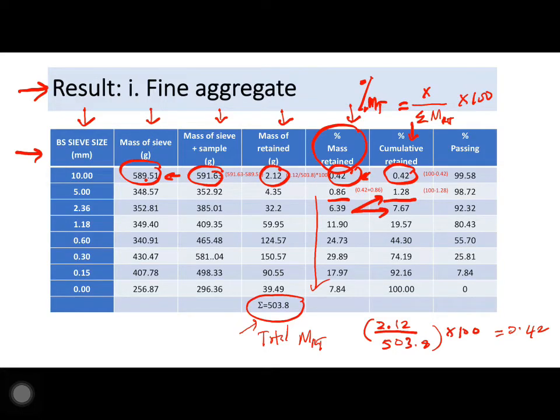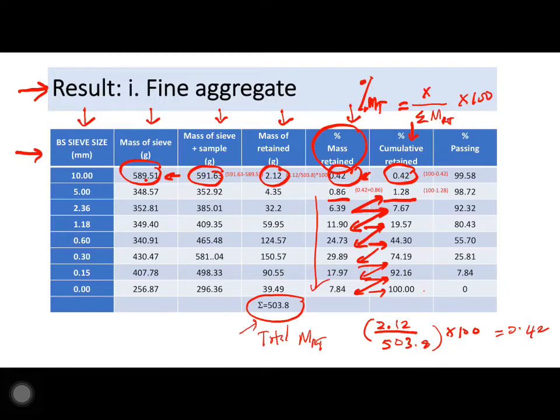So for this one, 7.67 plus 11.9, you get 19.57. And then 19.57 plus 24.73, you will get 44.3. And then you should do the rest here, until you get the total of 100. So this is the percentage cumulative retained.